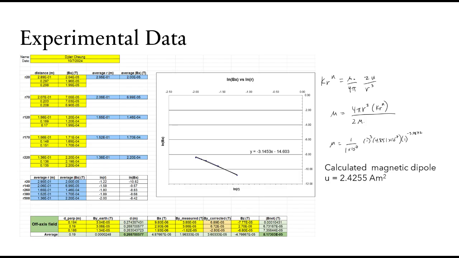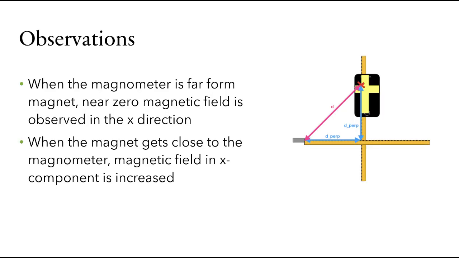Here's our experimental data that we took during the lab, and we could see from our chart that we have a slope of negative 3.1453, and the intercept is negative 14.603. So from this, we are able to calculate the magnetic dipole, and the work is shown on the right side, and we get a value of 2.4255.